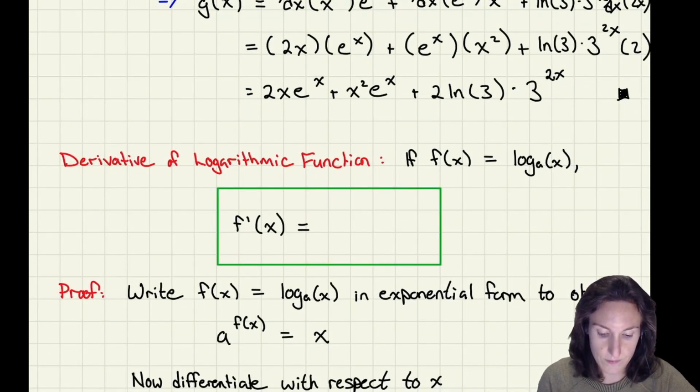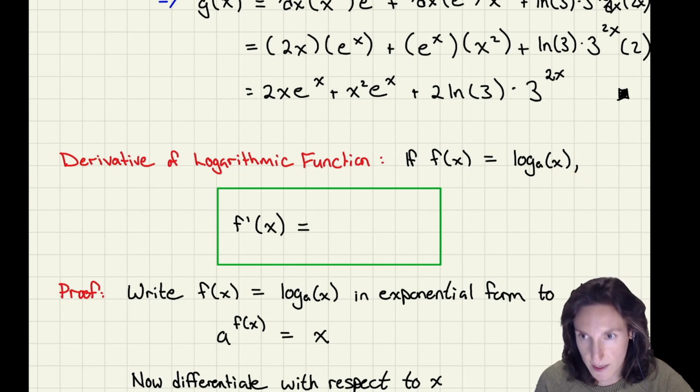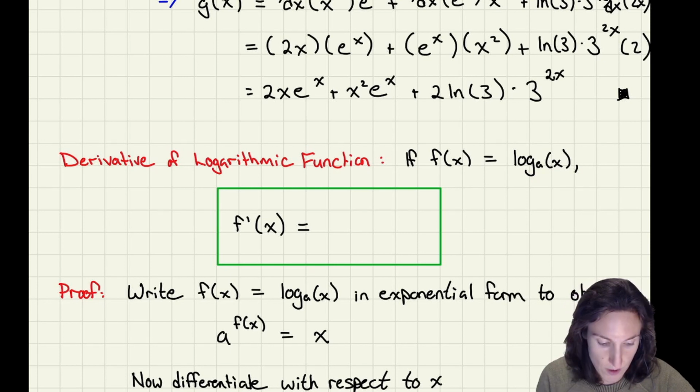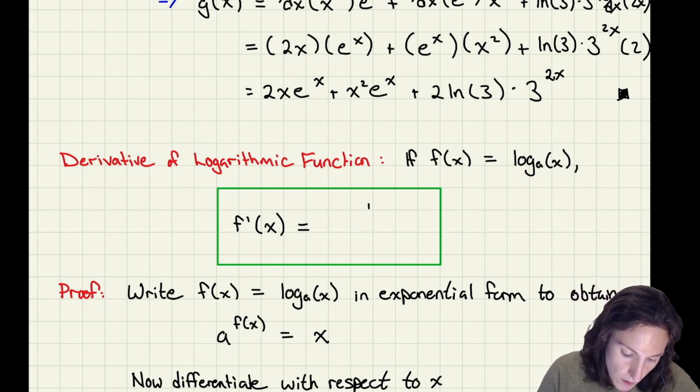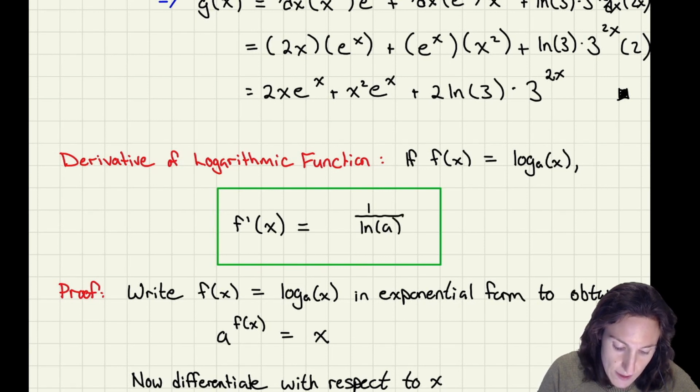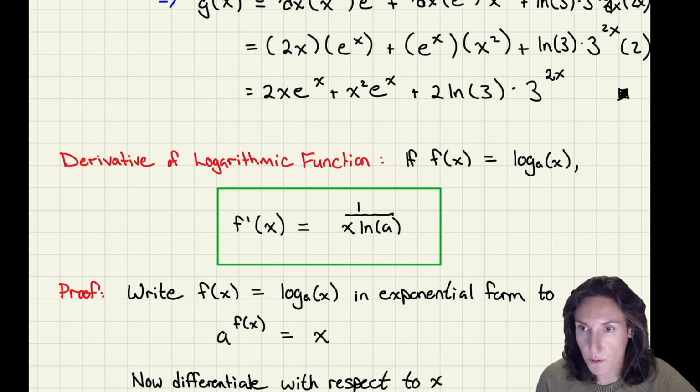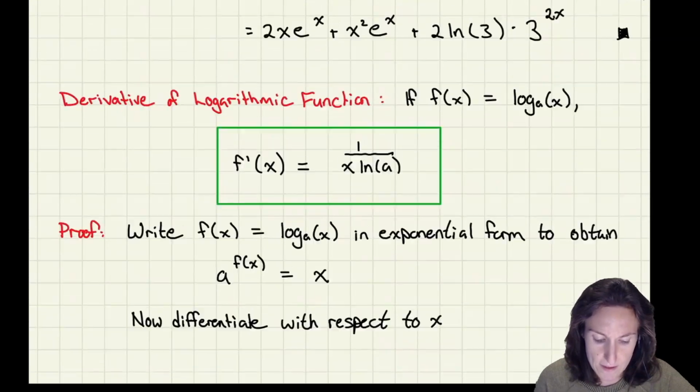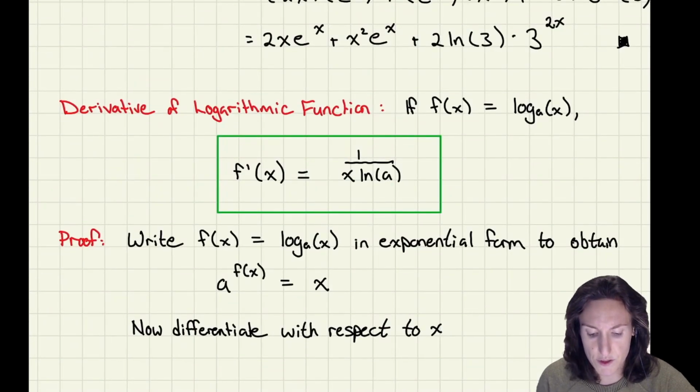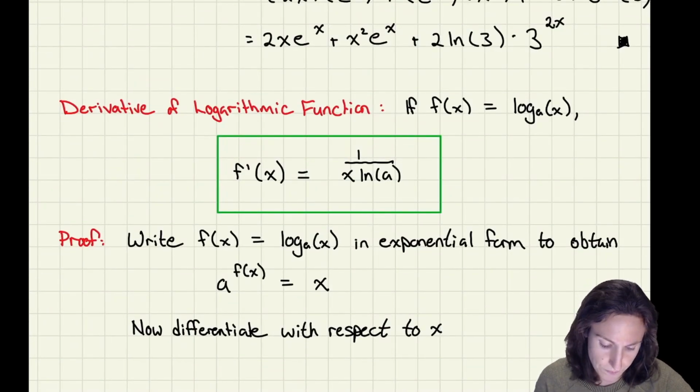Now, what happens if we have a general logarithmic function? Okay, with any base. It doesn't matter what base it is. Well, it turns out that the derivative of this function is going to be 1 over ln a times x, or x ln a. I usually write it as x ln a, but you can write it however you prefer. Now, this also looks really mysterious. Why would this one be true?